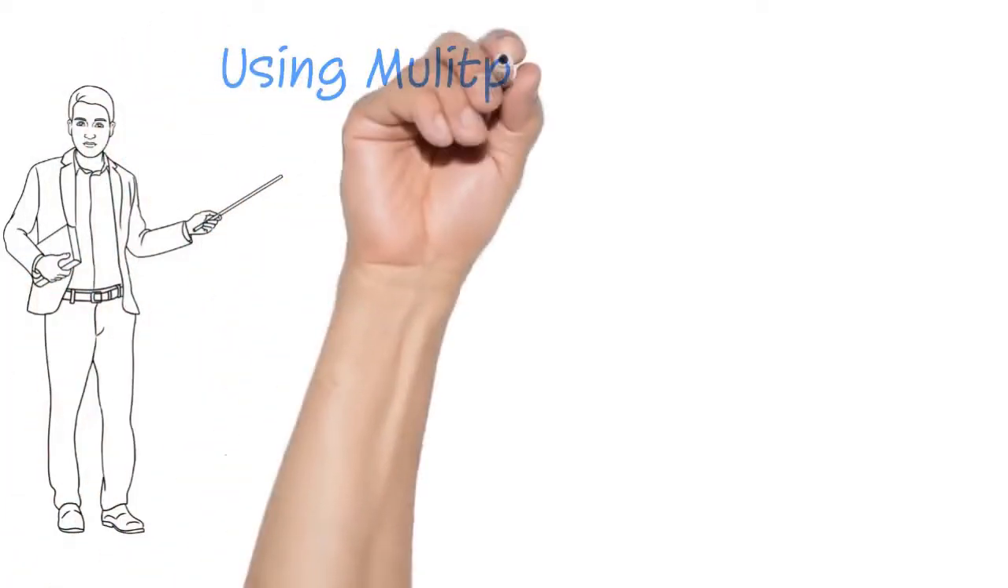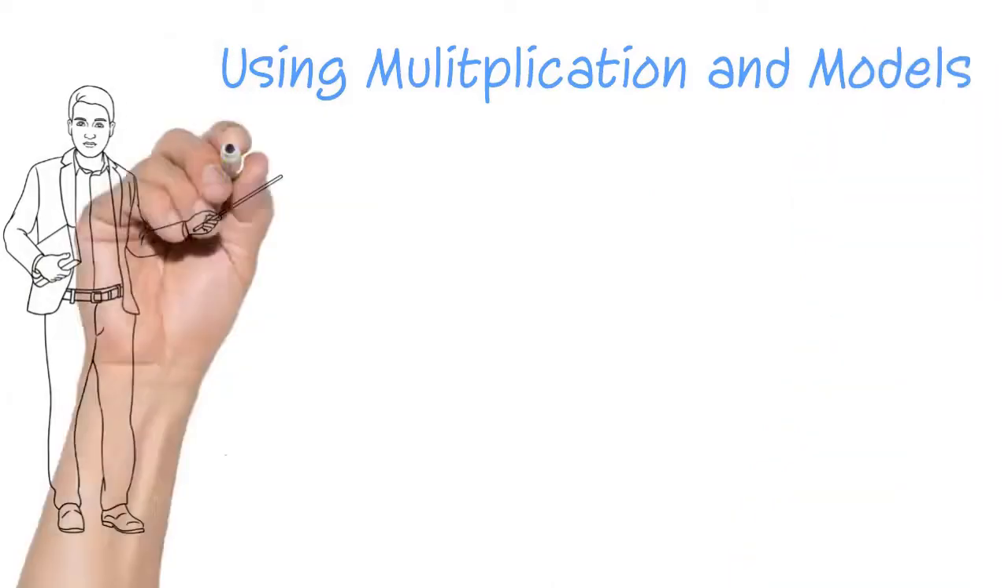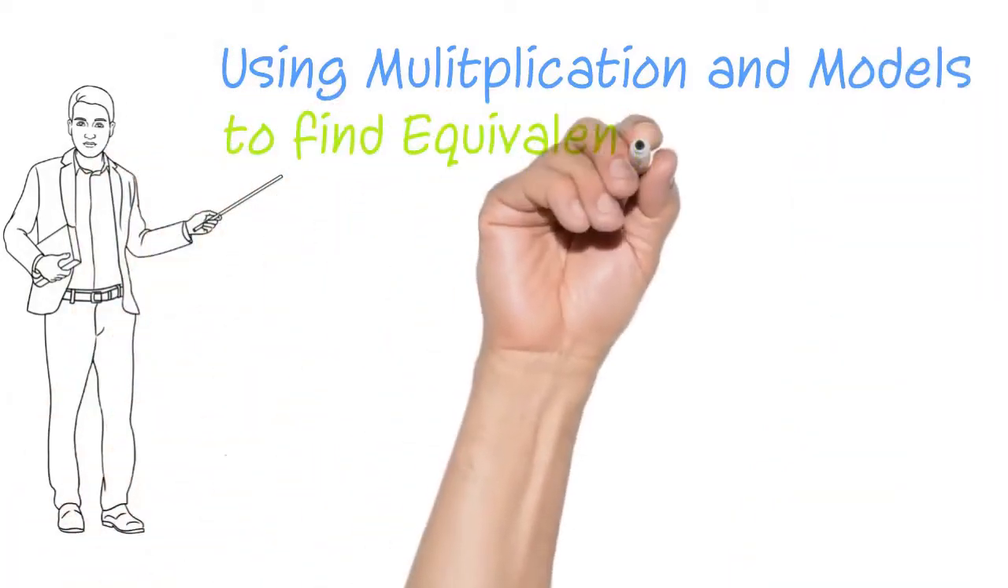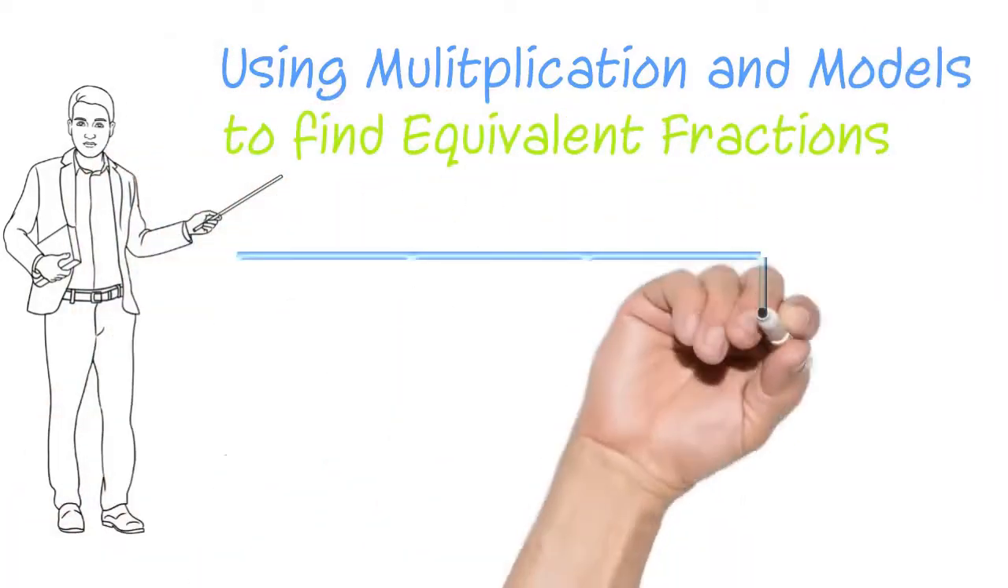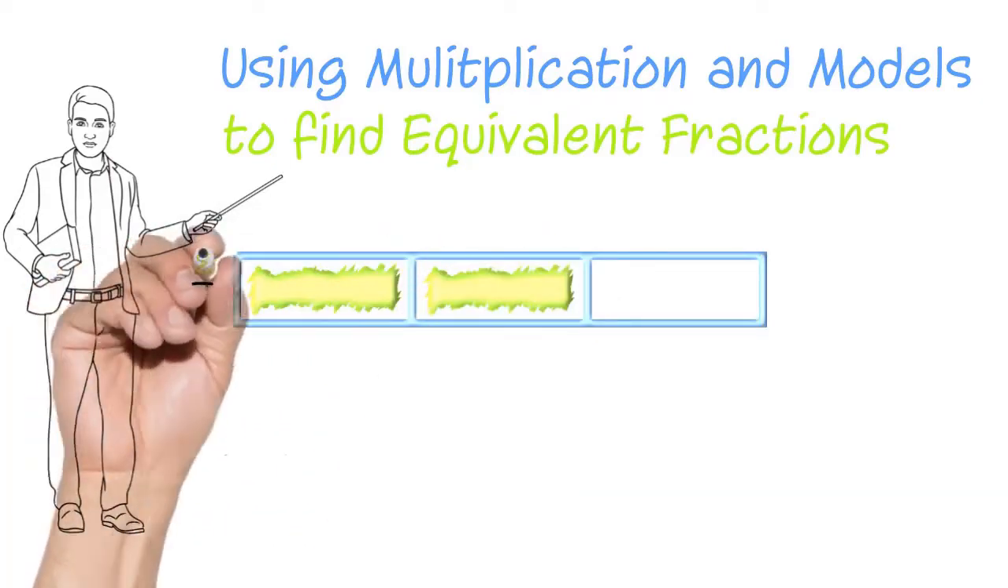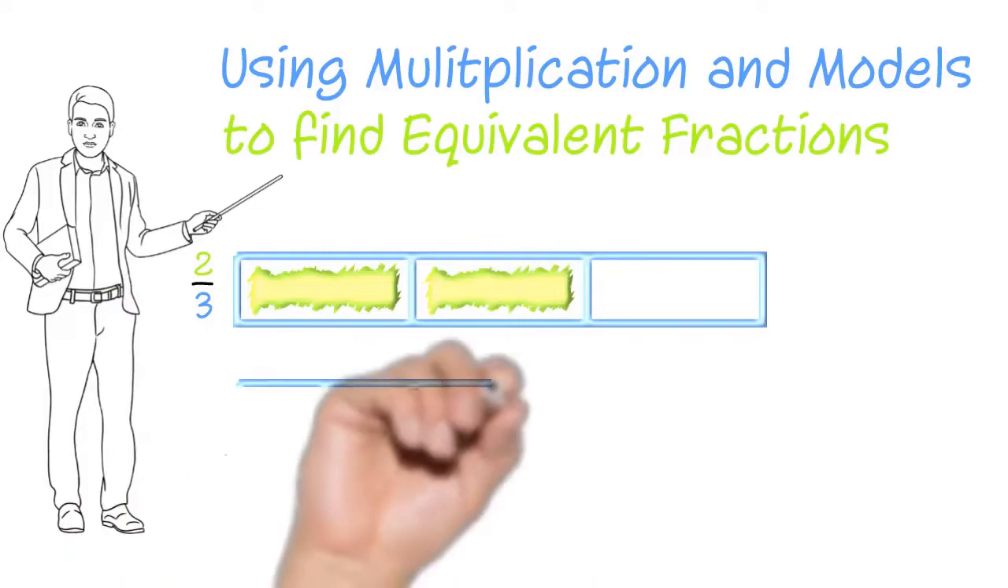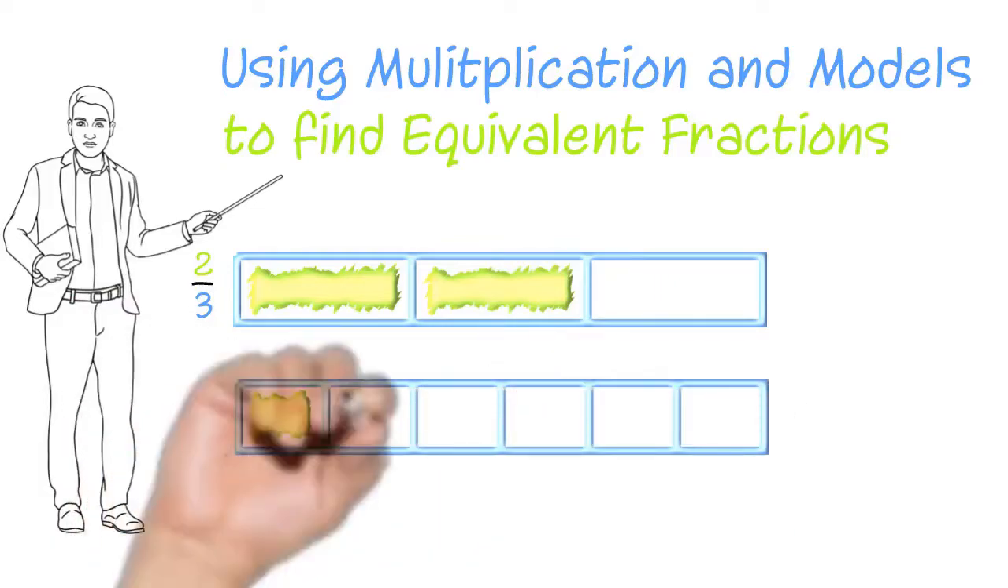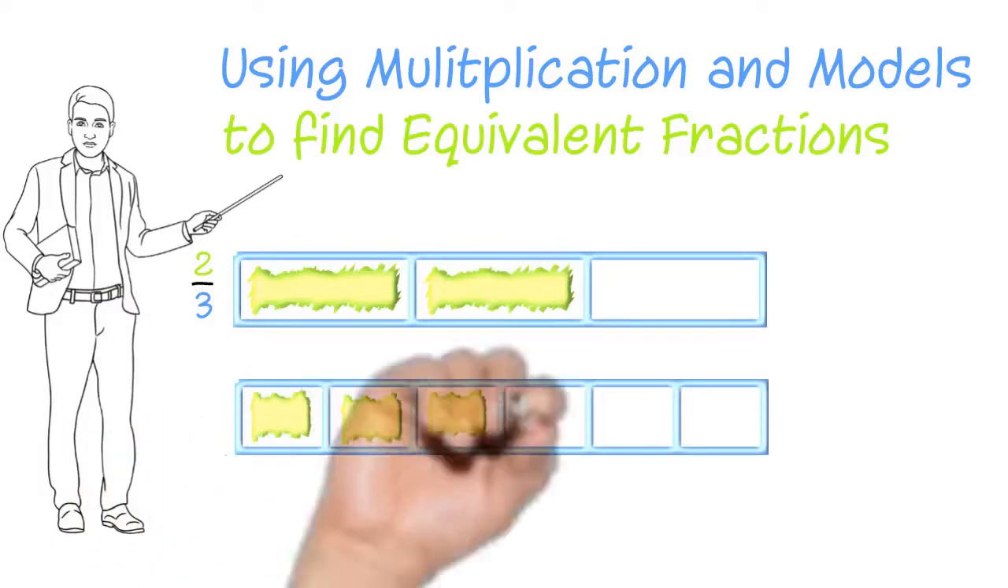In this lesson, we will be using multiplication and models to find equivalent fractions. Look at the bar model for 2/3. What happens to this model when you divide the total amount of parts and the parts that are shaded by 2?